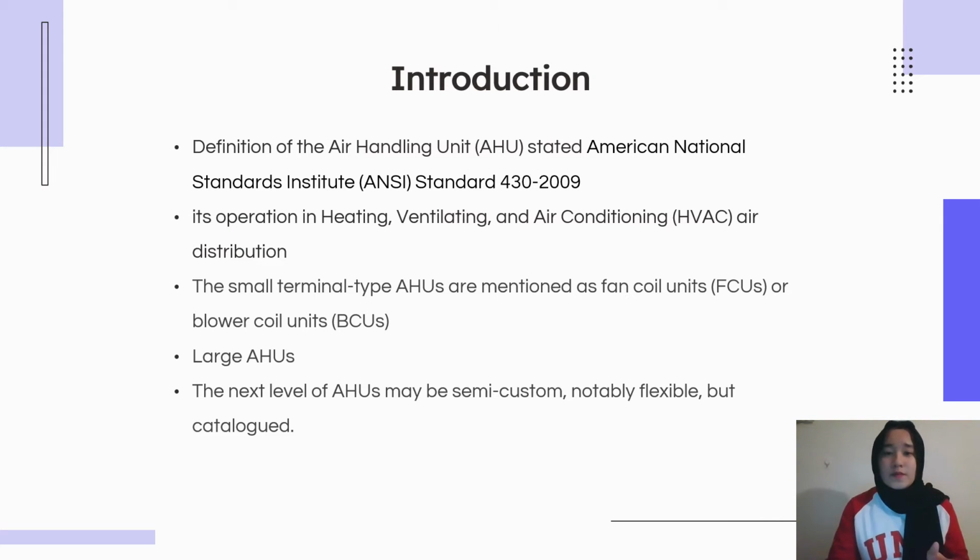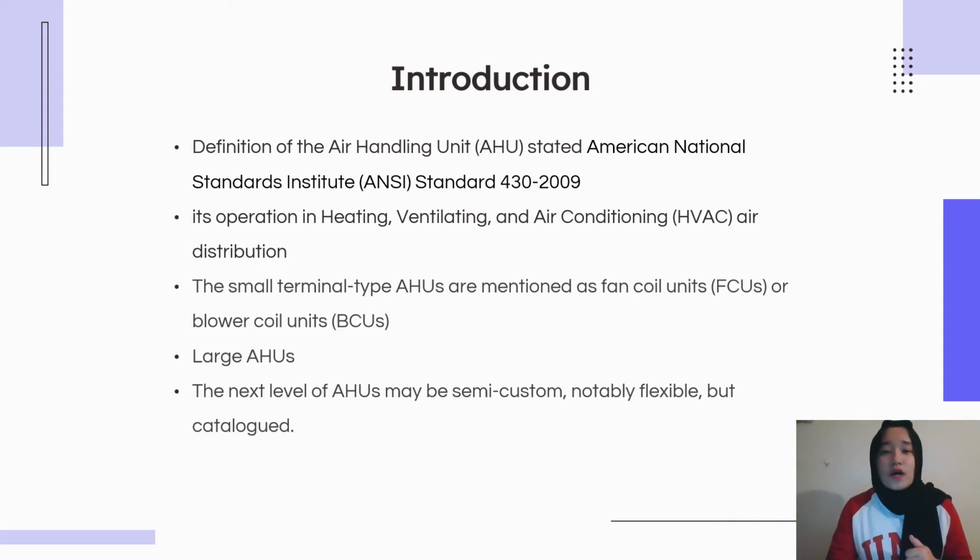In this case study, there are two types of terminal type AHU. The first one, the small terminal type AHU, is referred to as fan coil units, FCU, or blower coil units, BCU. It is easy to control and serves a single building zone, for example, a loading dock or a stairwell in a large building. Its regular load capacities for FCU are 200 to 1200 CFM, while BCU vary from 400 to 3000 CFM. The second one is large AHUs.